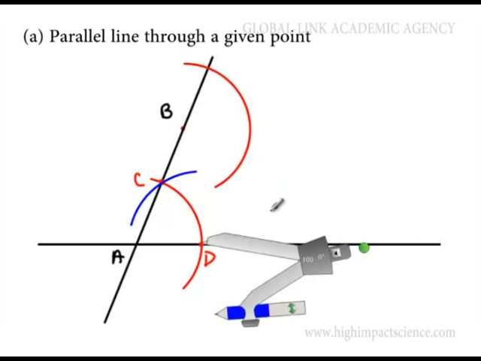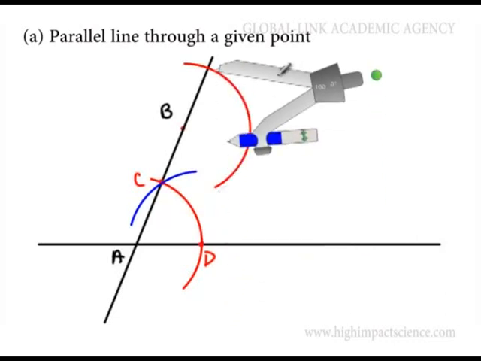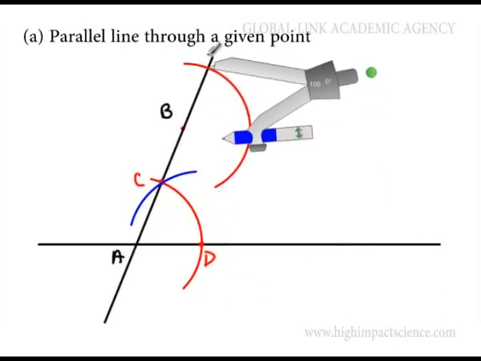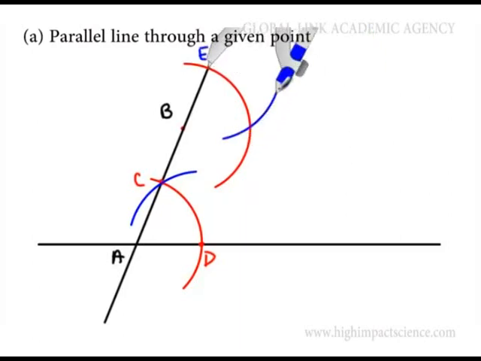Then without changing that radius, place the compass at this point of intersection. You can call it E. Then make an arc that intersects the red arc. We can mark the point as F.